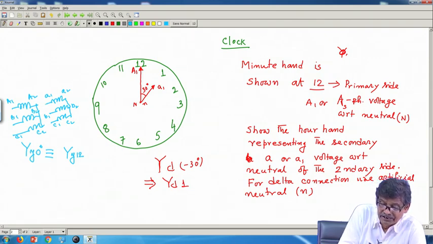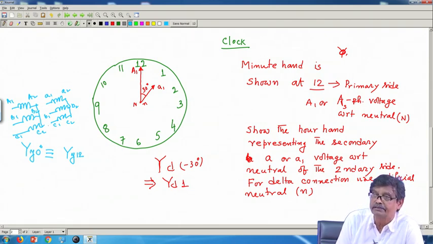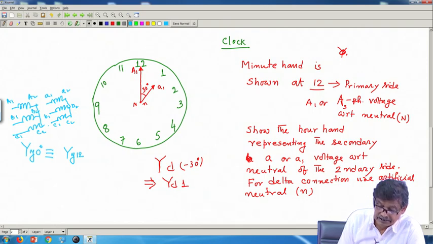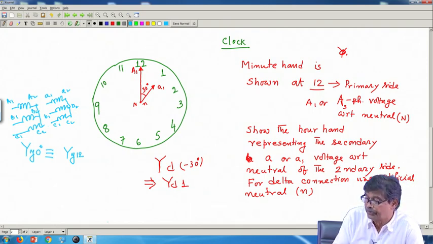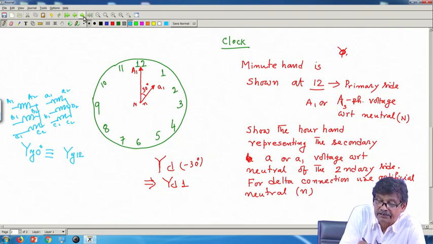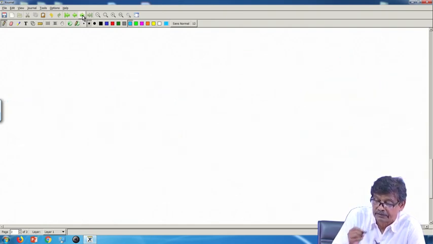Similarly, if you short this, I should have written y by 6, because secondary voltage should have been with respect to neutral. Here primary voltage is there, they would have been 180 degree out of phase. I hope you have understood this one. Now, let us try some more connections.